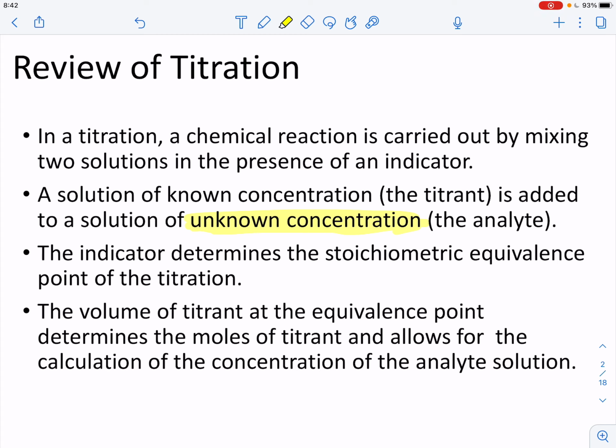Okay, you use an indicator that allows you to determine when the reaction is complete, and at that point, when the reaction is complete, you will know what volume of the acid of unknown concentration you were using. You would know what volume of base you used, and based on the stoichiometry and the molarity of the known solution, then you can figure out what the concentration of the acid is. And the same thing goes if you are titrating a base. You use an acid of known concentration in order to determine what the concentration of the base is.